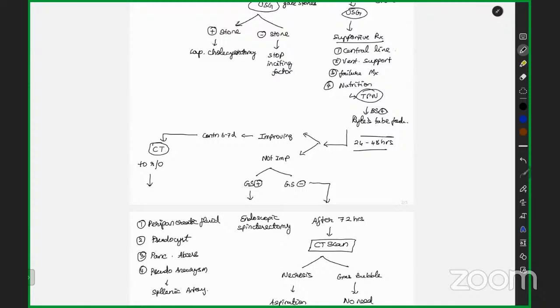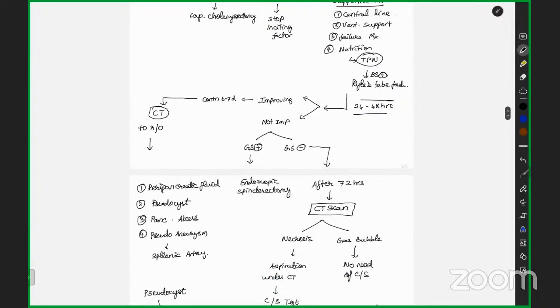After 6 to 7 days, I'm going to do a CT scan. Why do I do a CT scan? To rule out peripancreatic fluid, pseudocyst, pancreatic abscess, and pseudoaneurysm. Pseudoaneurysm, the most common artery is going to be the splenic artery.